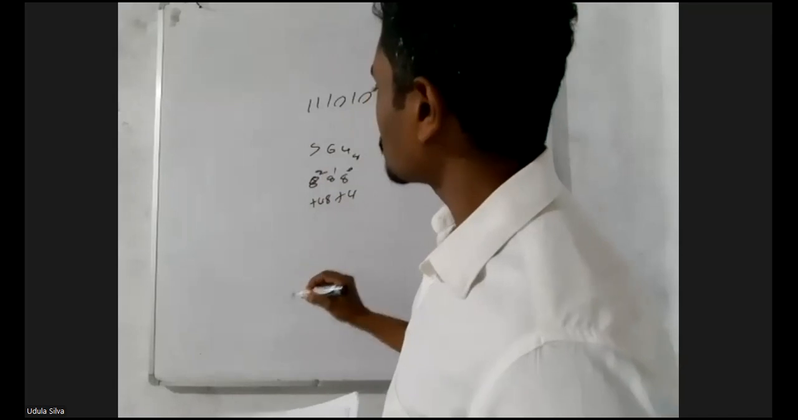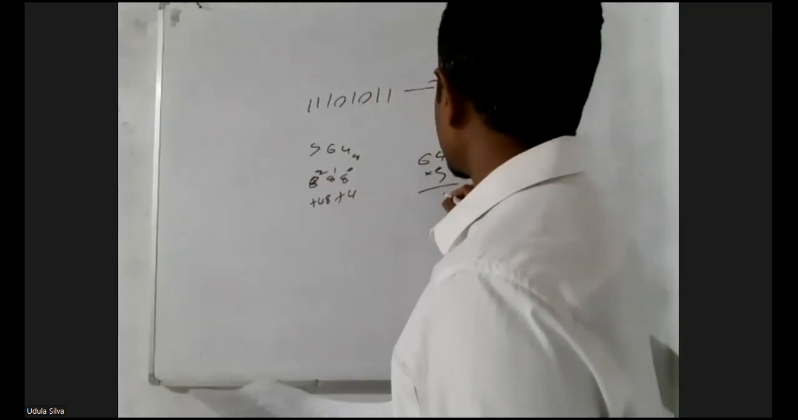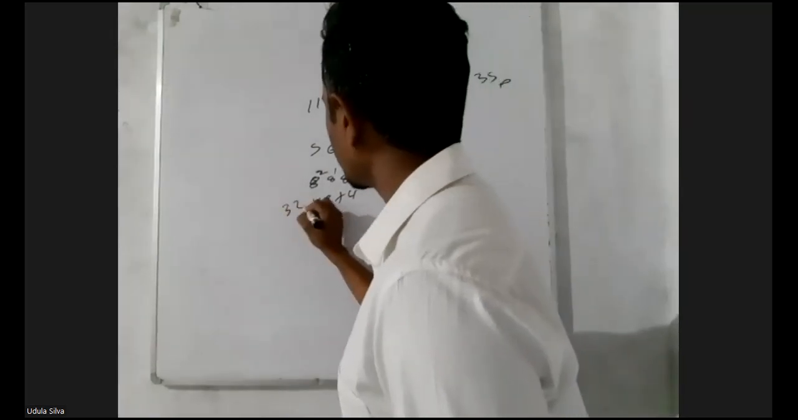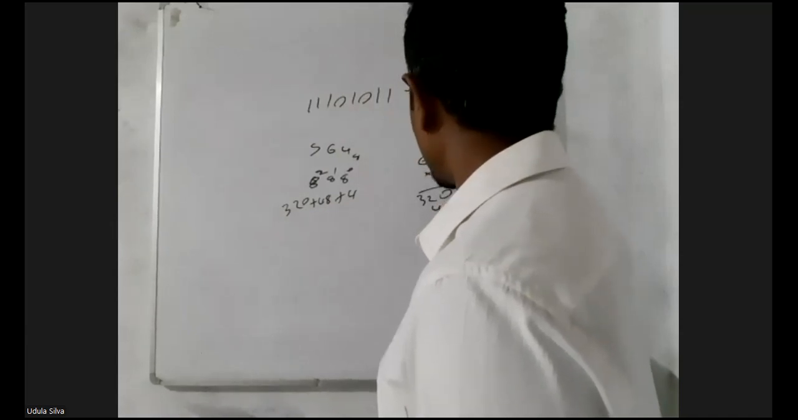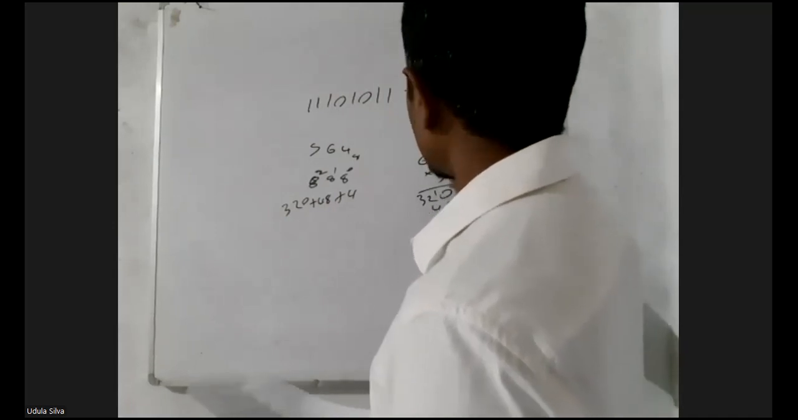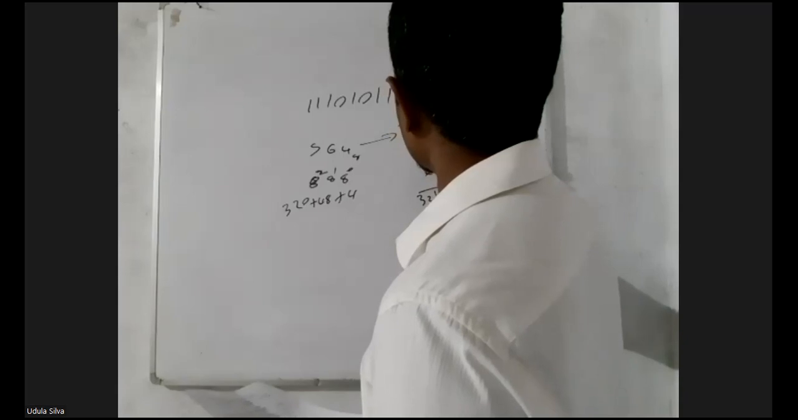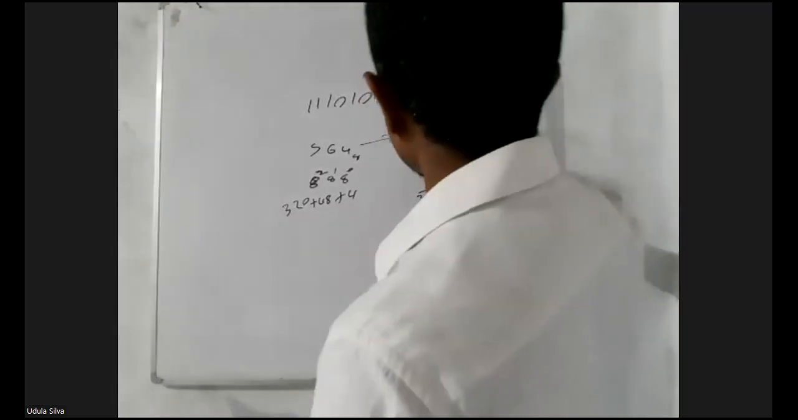Okay, 8 to the power 2 is 64. 64 into 5 is 320. So 320 plus 48 plus 4 is 372 in decimal.